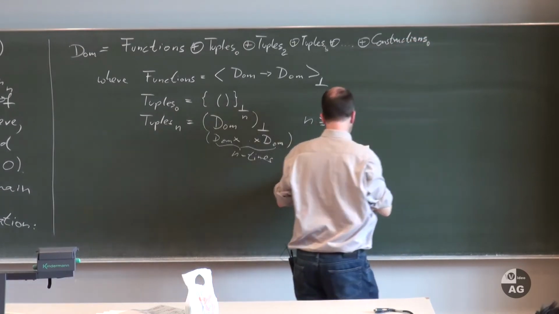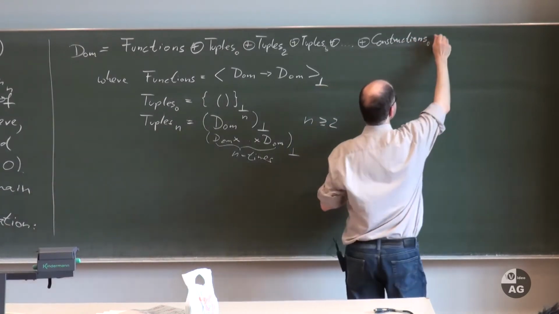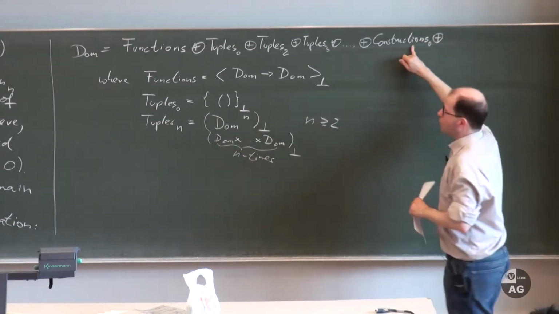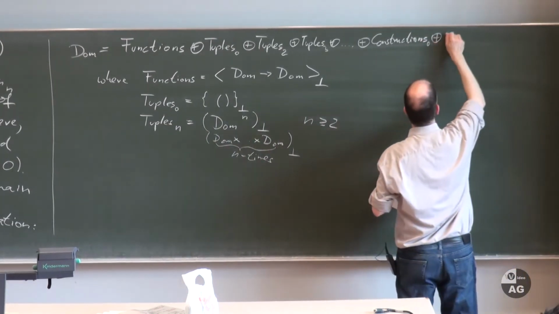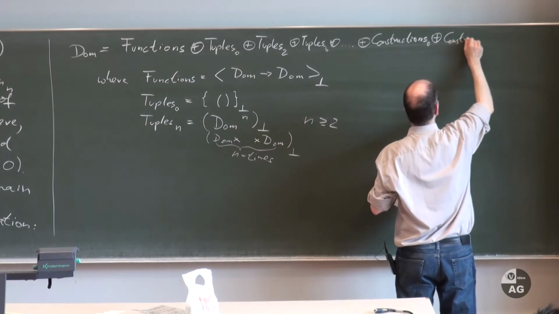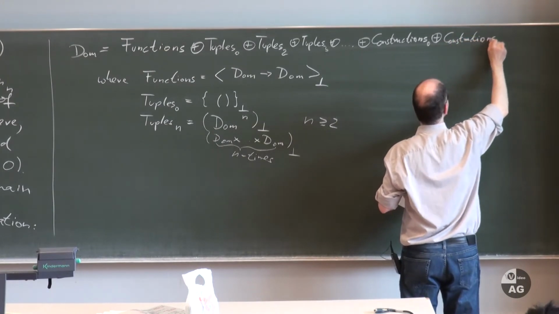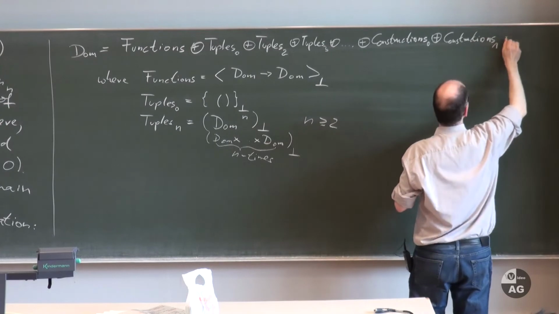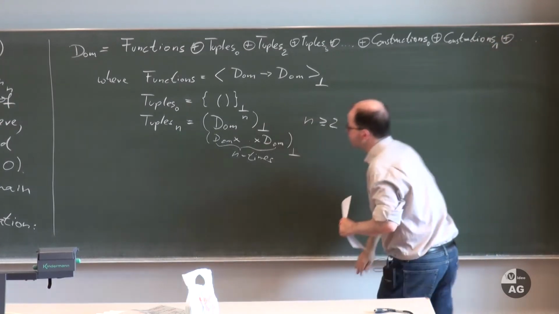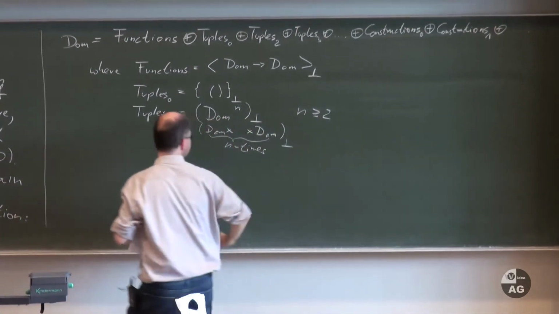Objects that are built with a constructor of arity 1 are put into the set constructions 1, and so on. And what is this? What is constructions n?